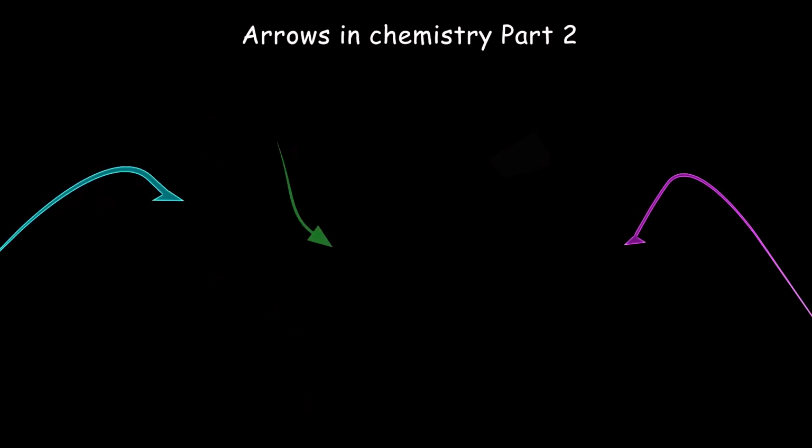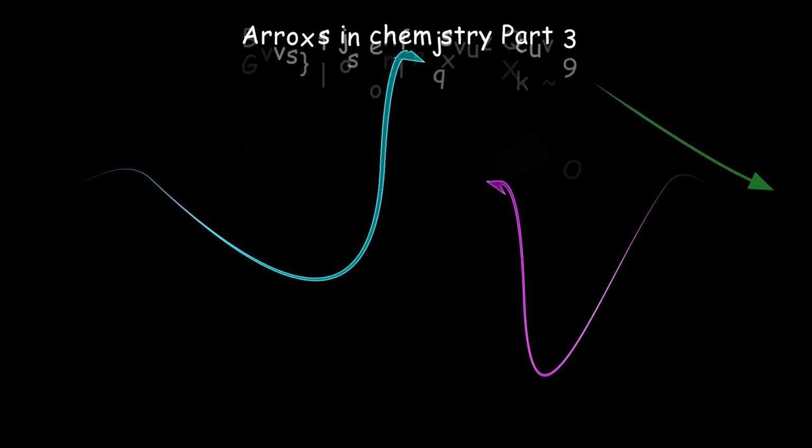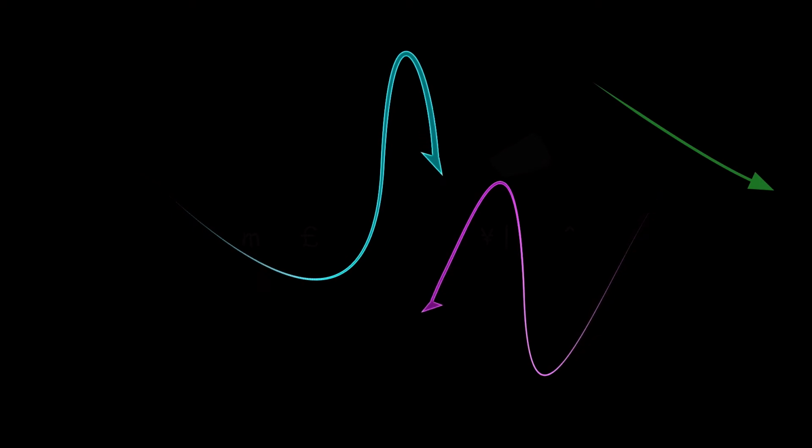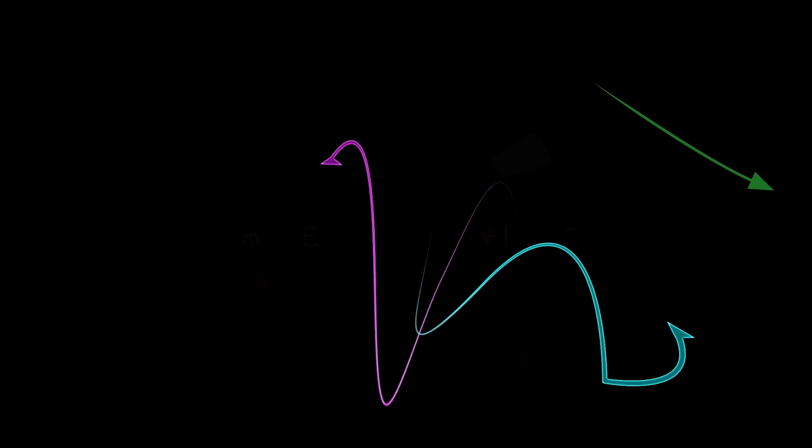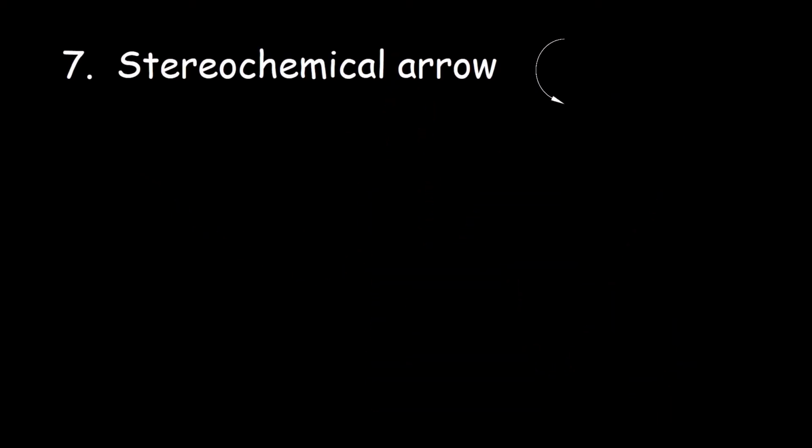This is arrows in chemistry part 2, and these arrows are more common in organic chemistry. Number 7. The stereochemical arrow. This arrow is used to identify the absolute configuration, the actual arrangement of atoms or group of atoms around a chiral center as R or S.